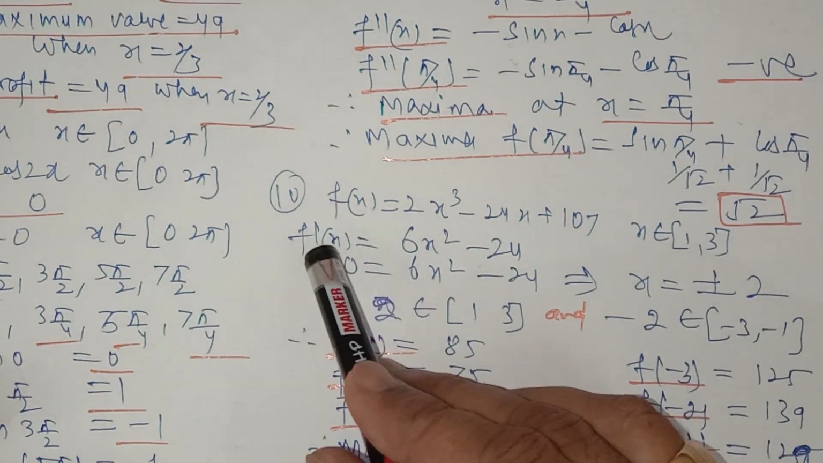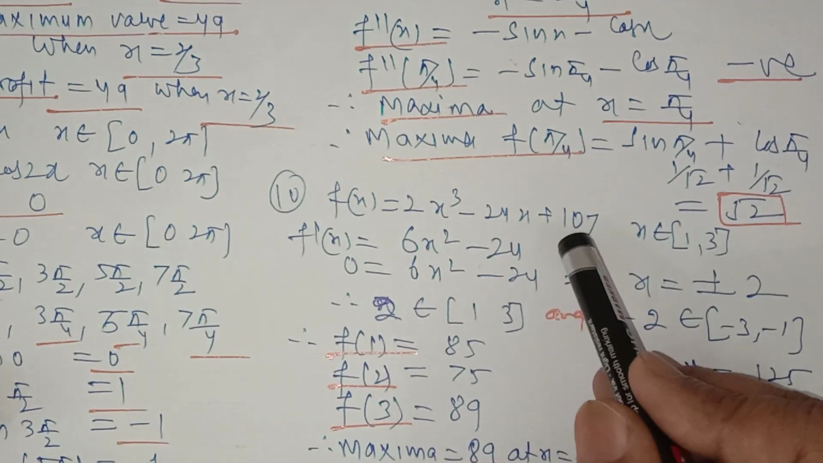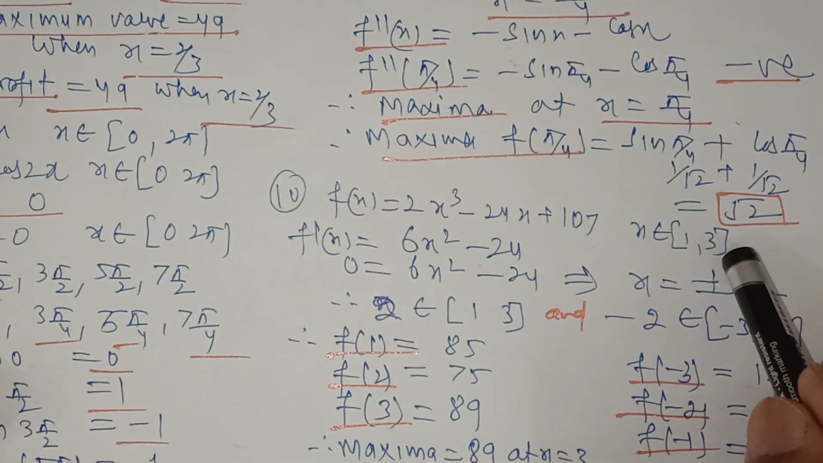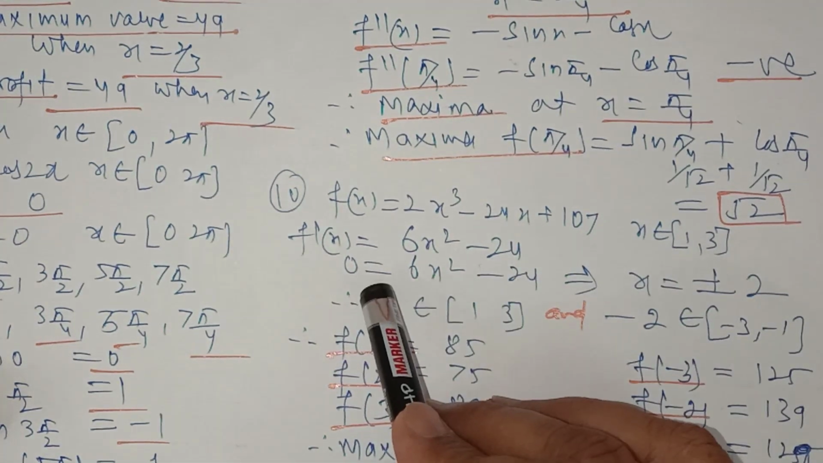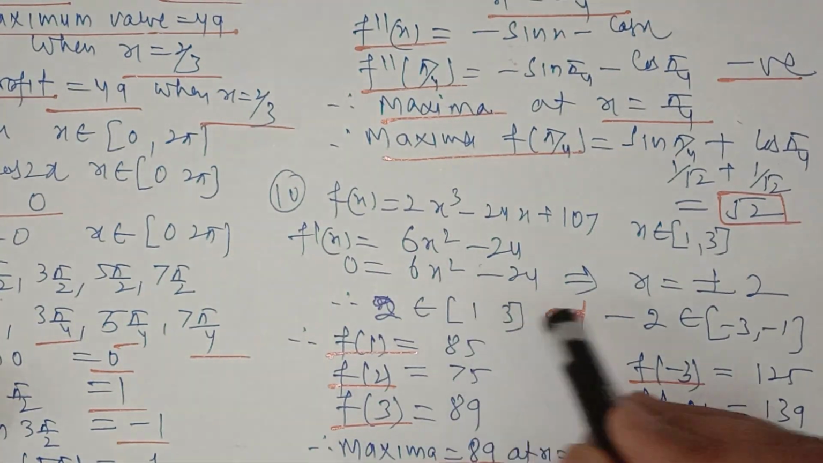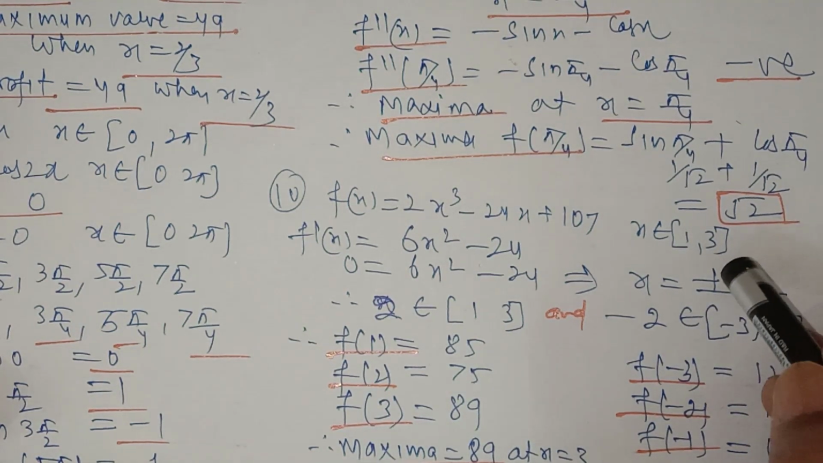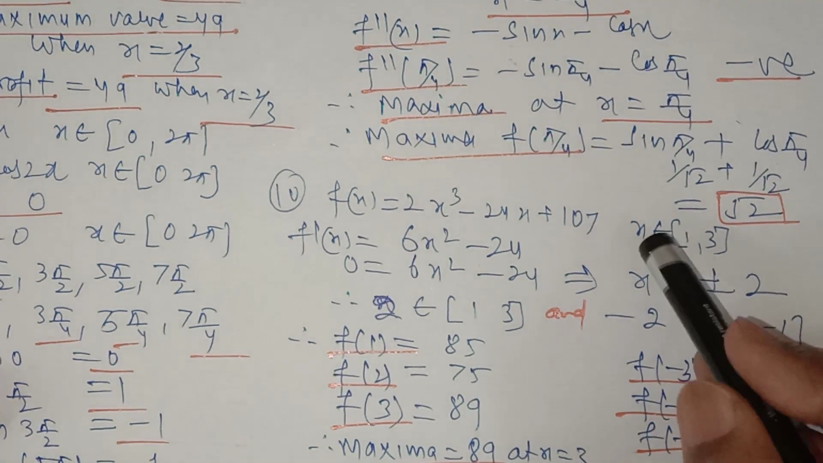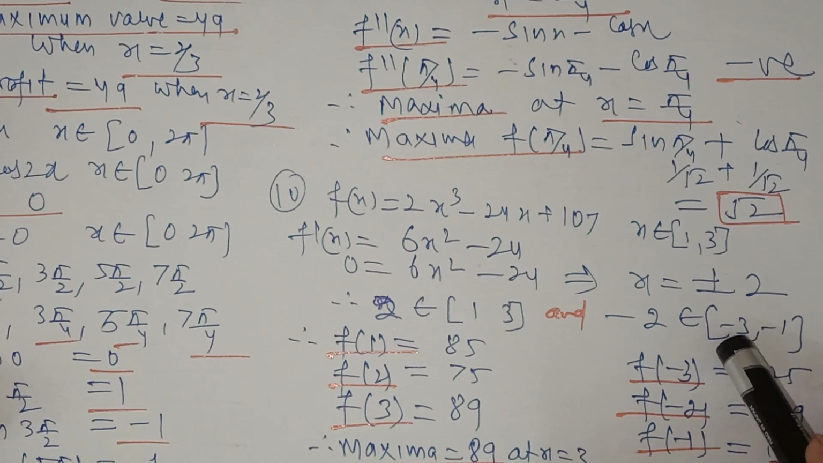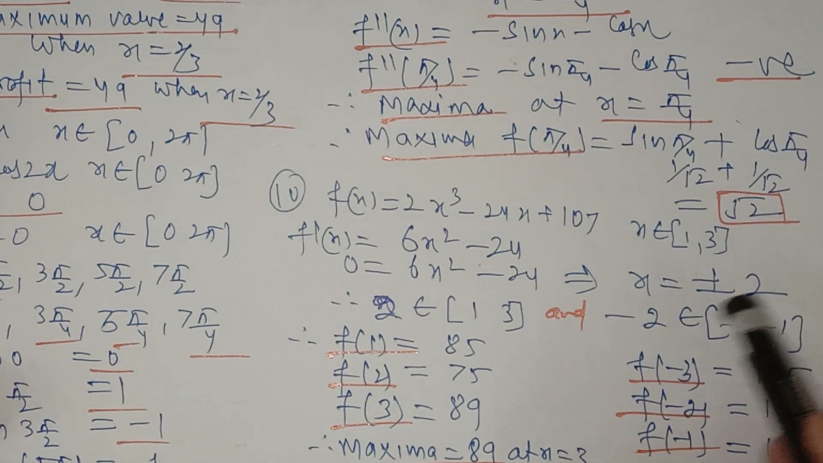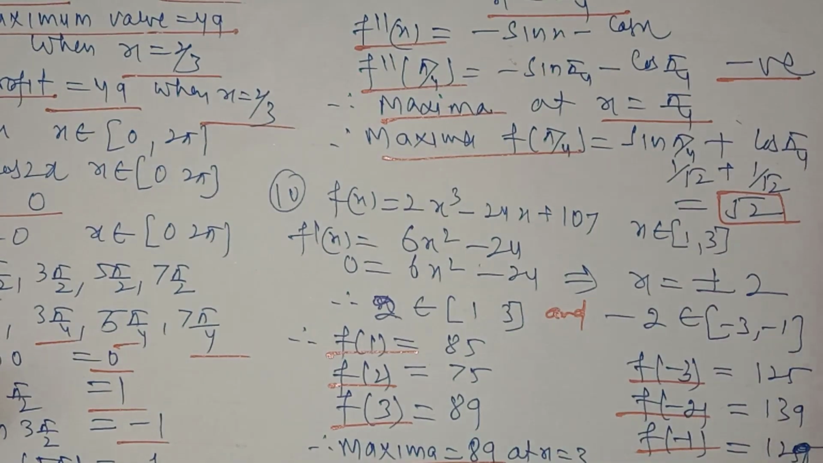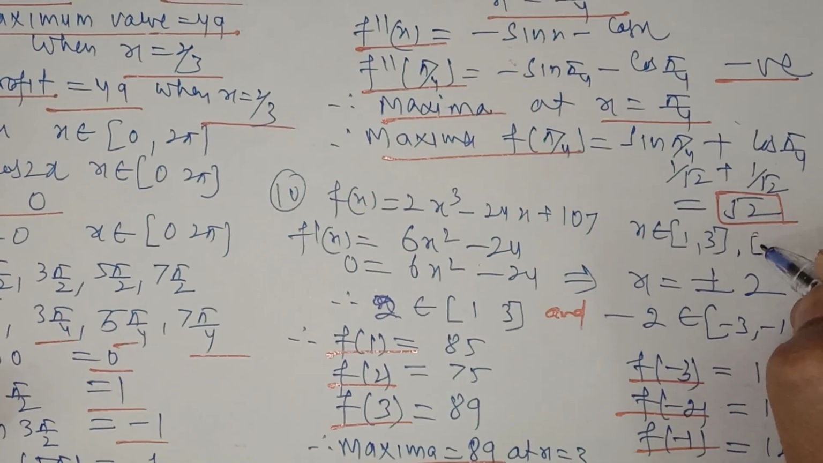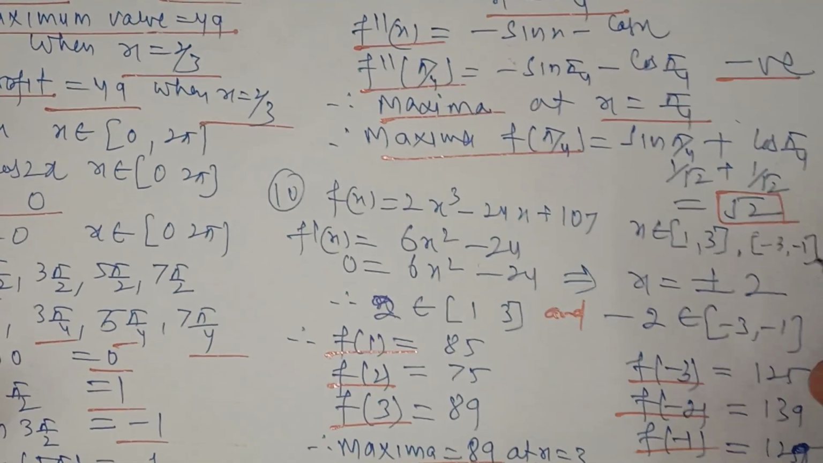Now in the 10th question, we have f(x) = 3x² minus 4x plus 107, and the interval as given, the closed interval 1 to 3. Find its first derivative, put it equal to 0, and find the critical point, which comes out to be plus minus 2. Now two intervals are given, see in your NCERT book. One interval is 1 to 3, and the second interval is given as minus 3 to minus 1. So the value x = 2 will lie in the interval 1 to 3, and minus 2 is lying in the second interval, from minus 3 to minus 1. The two intervals are given.